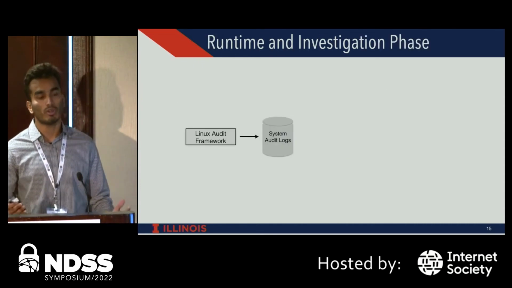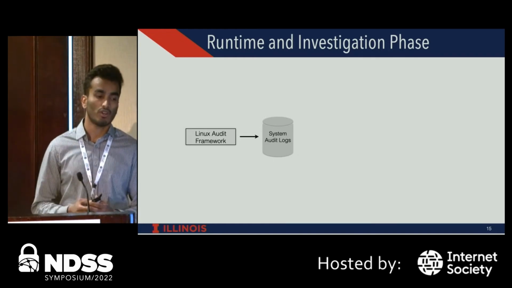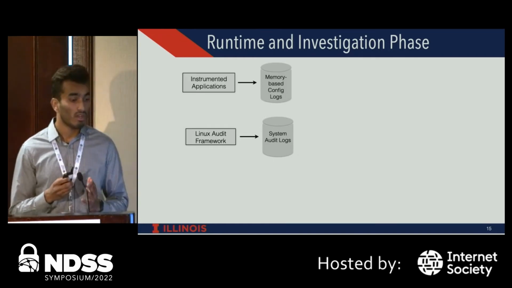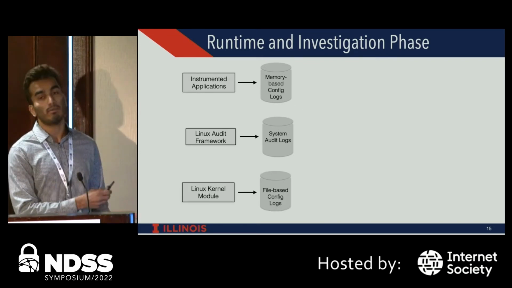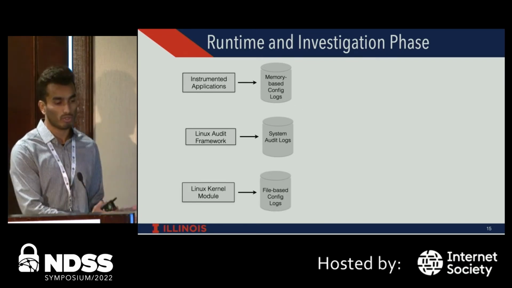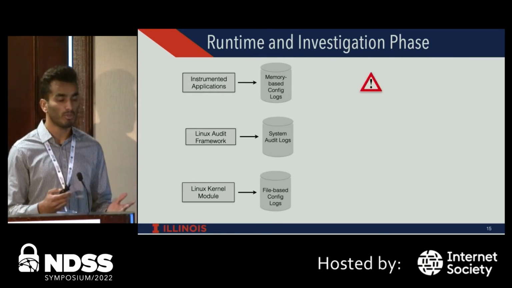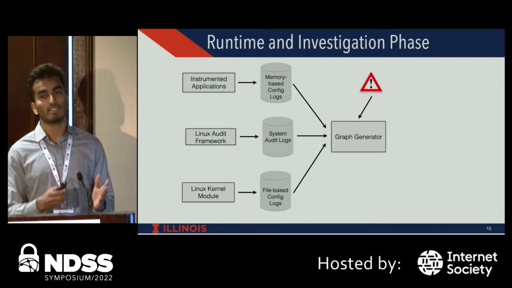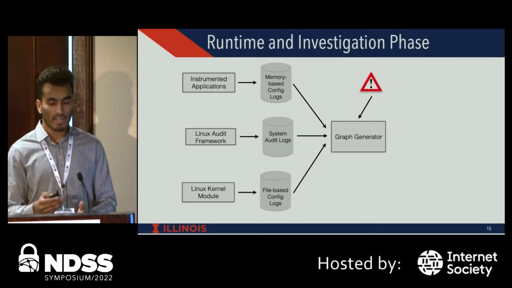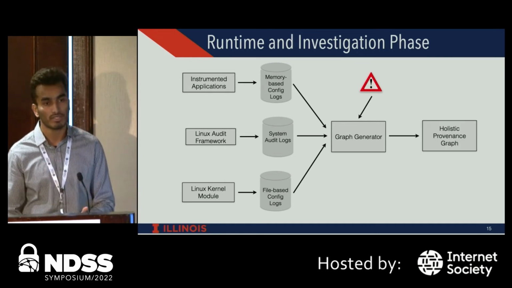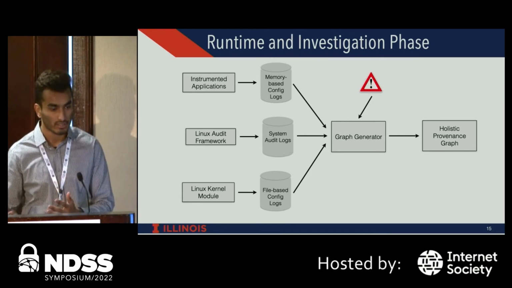So moving on, during the runtime phase, in addition to the system level audit logs, Dossier collects the memory-based configuration change logs from the instrumented applications, as well as the file-based configuration change logs from the Linux kernel module. Now, during the investigation phase, upon an indicator of compromise, Dossier combines the configuration change logs with the system logs in a causally correct manner in order to generate holistic provenance graphs, which then lead to effective attack reconstruction in the case of configuration-based attacks.